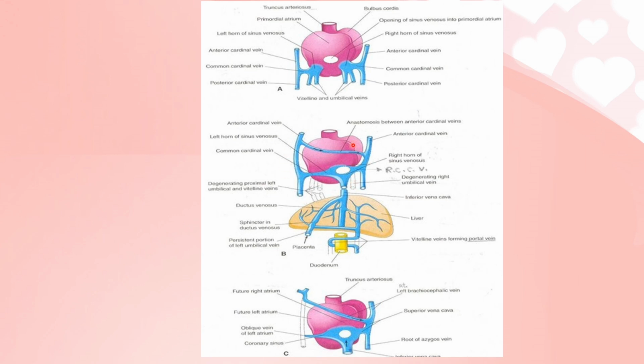Because of all these changes, there is a shunting of blood from the left to the right side, and as a result of this shunting, the right sinus horn loses its importance. It is only indicated in the adult heart by the right coronary sinus and the oblique vein.